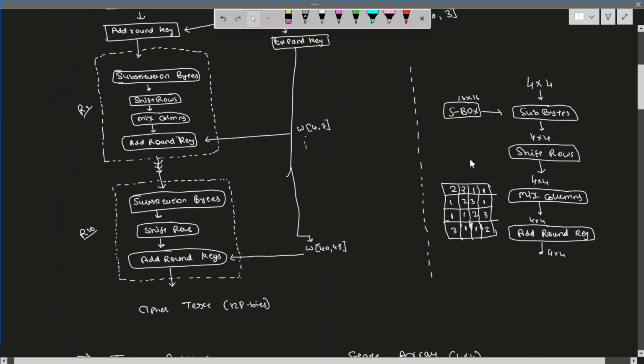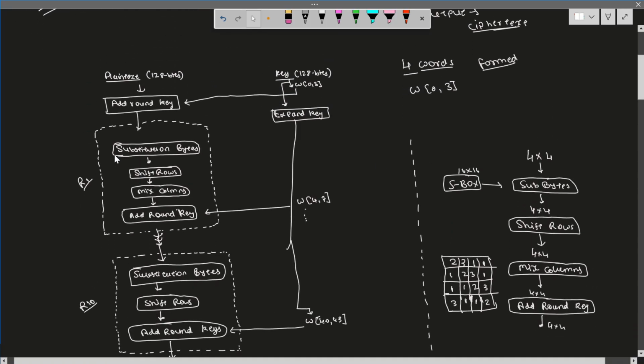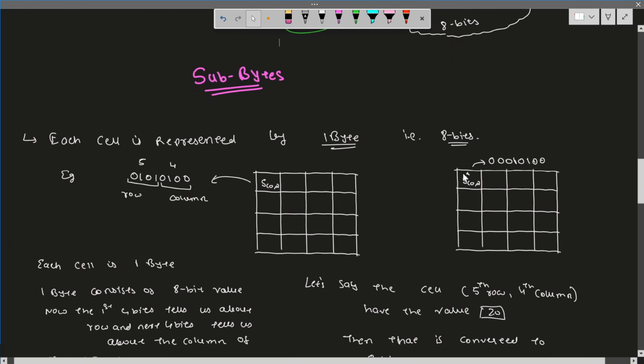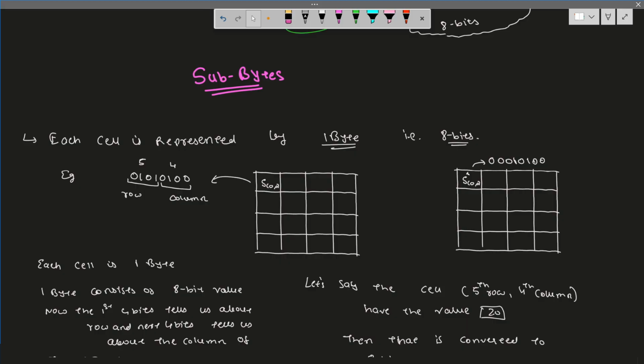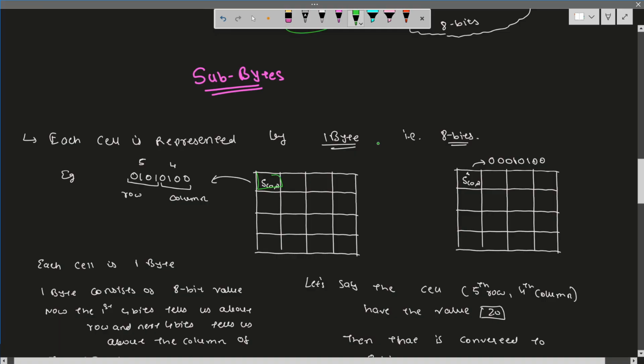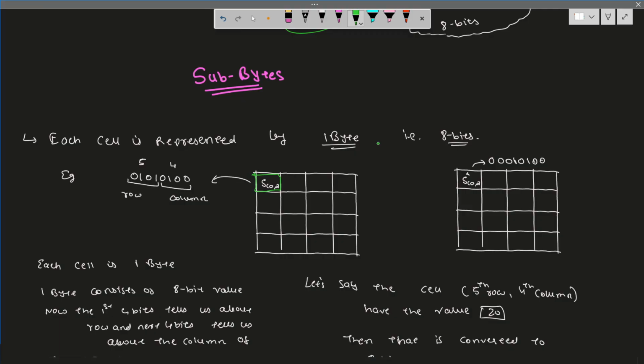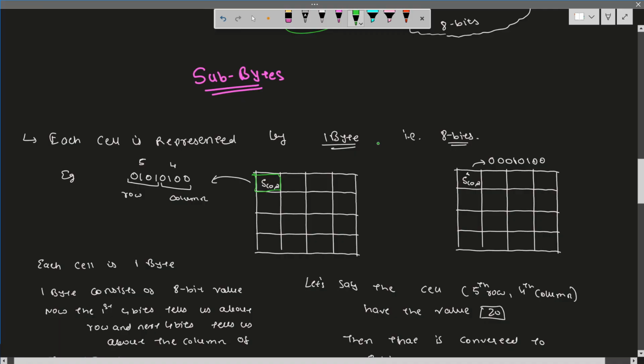Now the first process in the encryption process is substitution, sub bytes. So how is sub bytes going to be performed, and how is it actually performed inside of our encryption algorithm? Inside the sub bytes, each cell is represented by one byte. Okay, so we have this cell. This cell is going to give me information. Let's say it gives me the information 0 1 0 1 0 1 0 0.